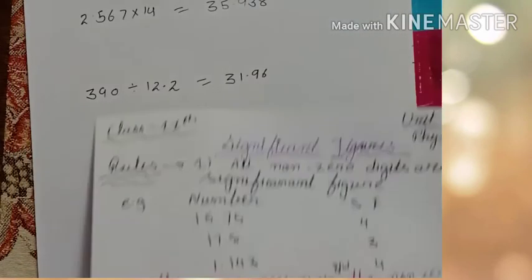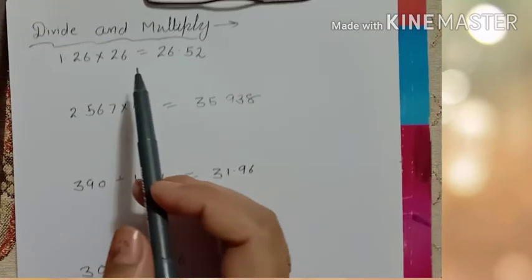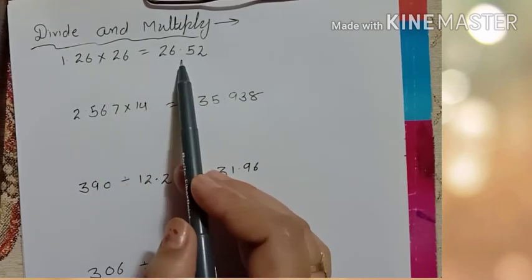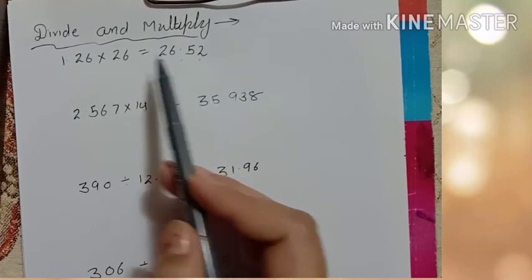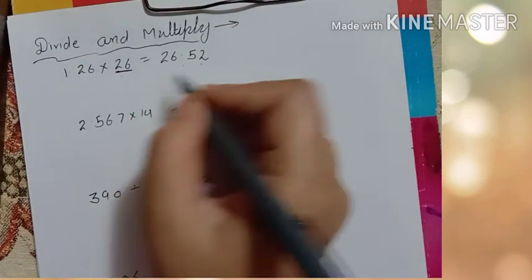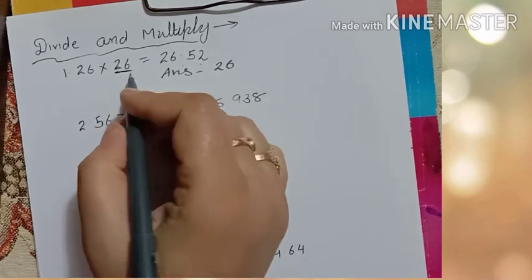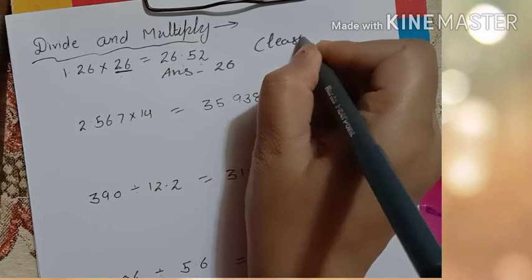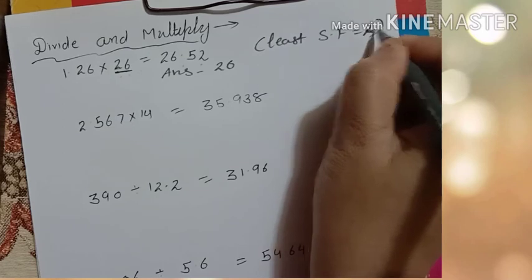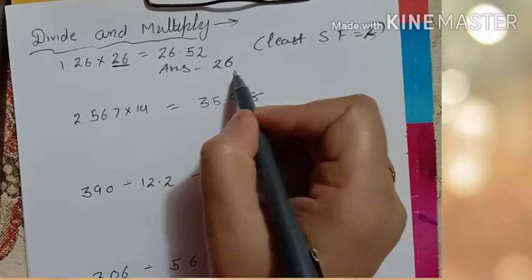Now the multiplication and the divide. First case we take for the multiplication 1.26 into 26, so normal answer will become 26.52, but the least significant number is 26, so answer is two significant figure, least significant figure is 2. Okay, so we will go with the answer only for the two significant figure 26.